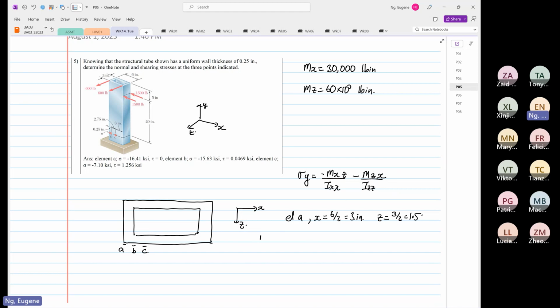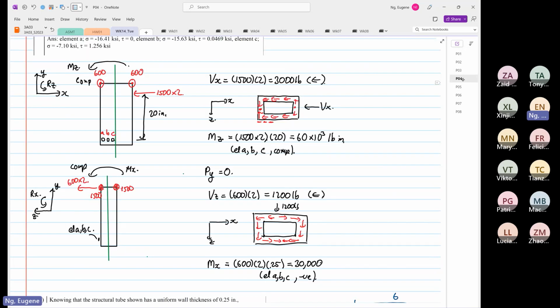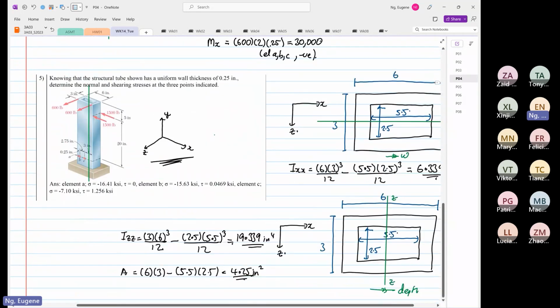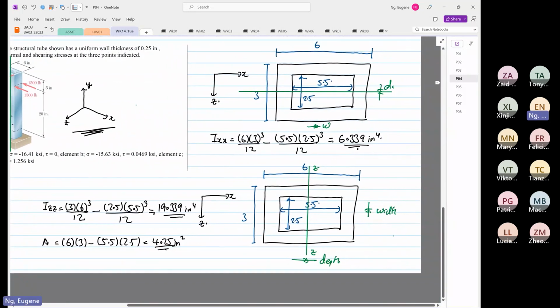So stress Y for element A is equal to Mx, right? So we know it's compression, so we put in negative. Multiply by z, so z is 1.5. Divide by the Ixx, and our Ixx is equal to what? Ixx is equal to 6.339.